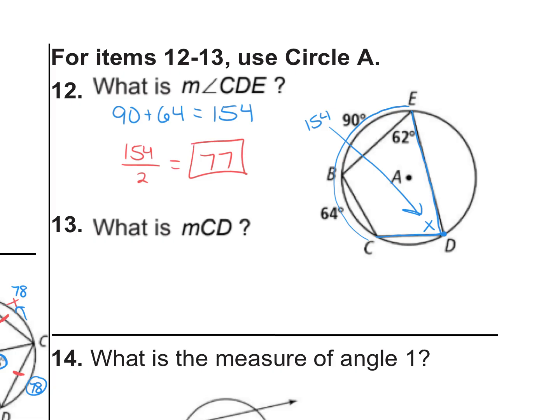Okay. Let me erase here. Let's talk about number 13. Number 13 wants to know arc CD, which is here. Does arc CD have its own angle measure? No. If it did, it would look like this. Can I just assume that it is 64? No. What is CD a part of that we can find? ECD. True. It's a part of this angle here, which is a part of this whole arc.